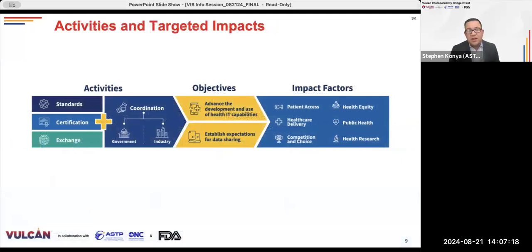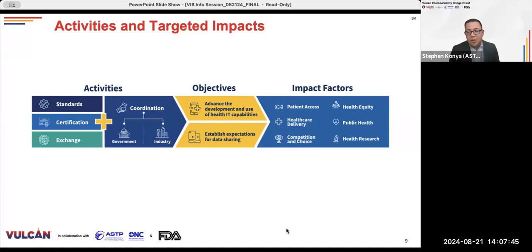So when you think of ONC and ASTP, most people think about data standards, exchange standards, and nowadays more about use standards. The certification program, where we come up with the certification criteria, working with industry to determine what minimal functionality needs to be made available by electronic health record vendors that are meeting that certification criteria. And then how we promote exchange, both endpoint to endpoint exchange, as well as through networks via things like TEFCA.